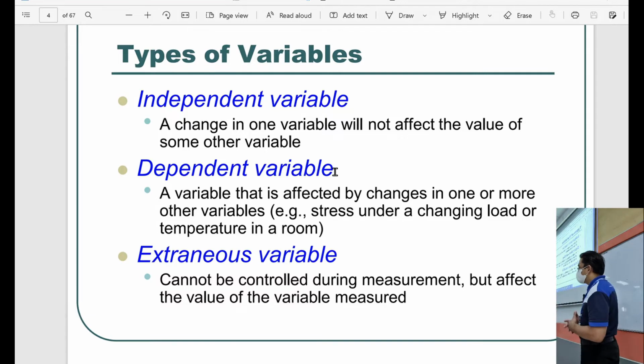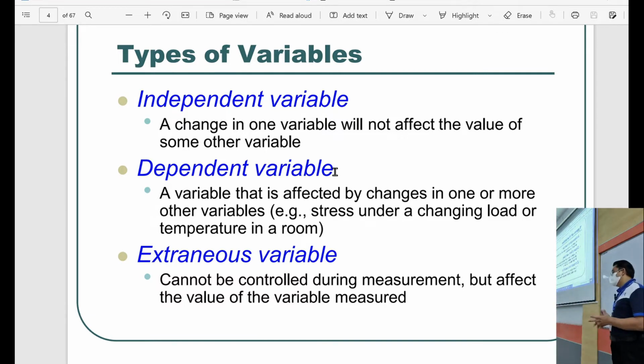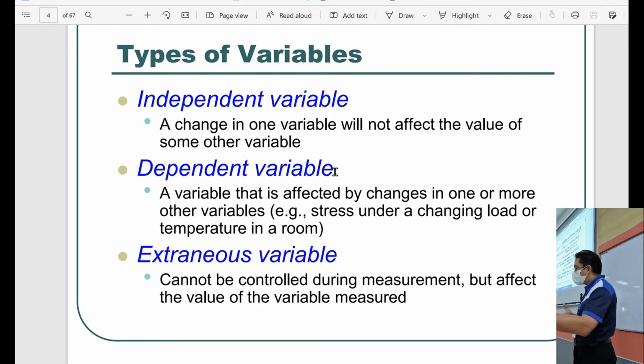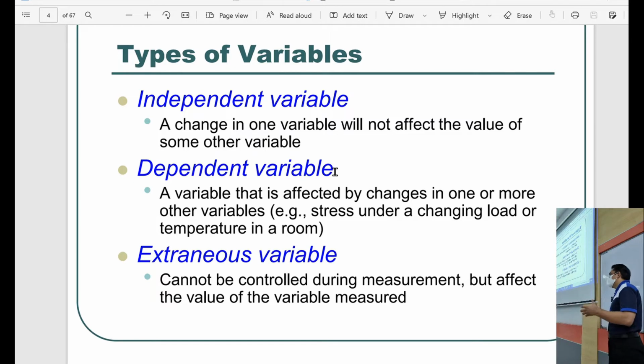Because when we design cars, we put a lot of sensors in the cars. We don't know which part of the cars can give the wrong signals to the reading. That's why it is very important for us to brainstorm which variables can become extraneous variables during the measurement.